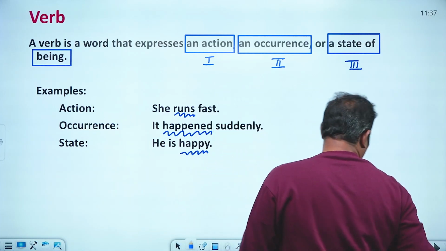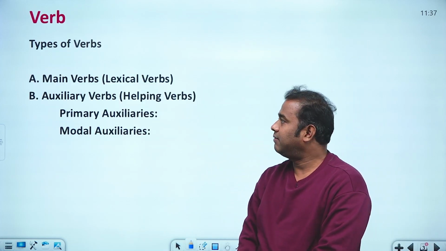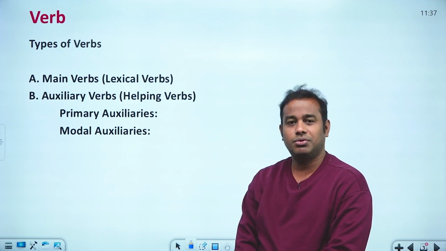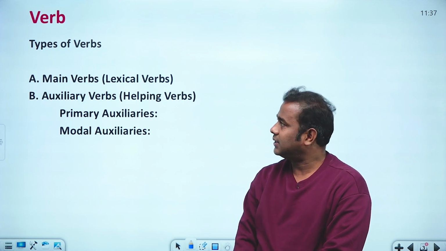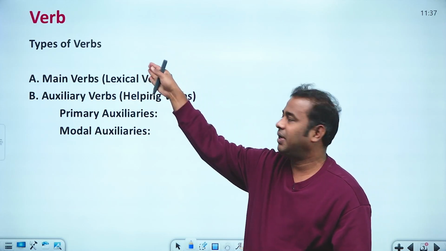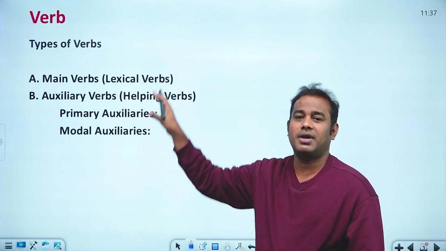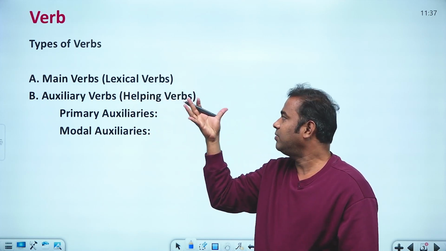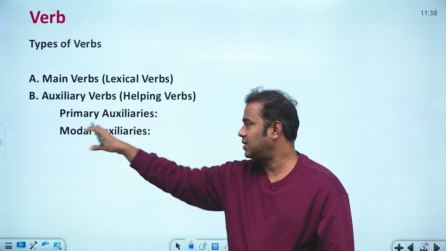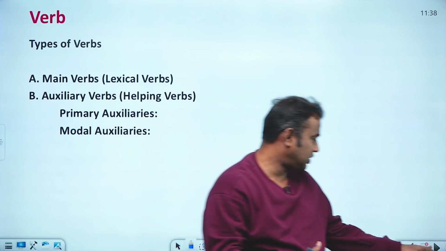Now look at the types of verbs. The verbs can be categorized into several categories, which we'll look at point by point. But verbs can basically be categorized into two forms: main verbs, that is lexical verbs, and auxiliary verbs. Auxiliary verbs are also called helping verbs. Among the helping verbs there are two categories: primary auxiliaries and modal auxiliaries. What is the basic difference? We will look at these types of verbs in much more detail in this class.